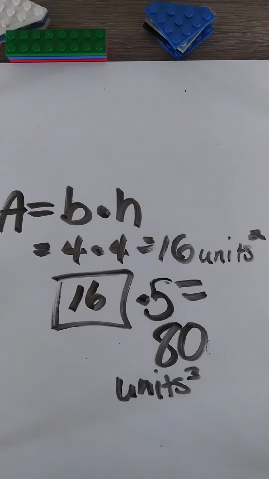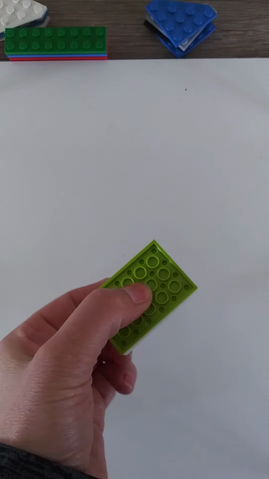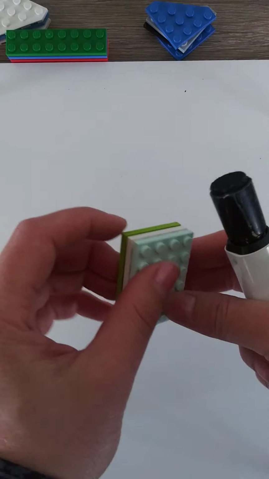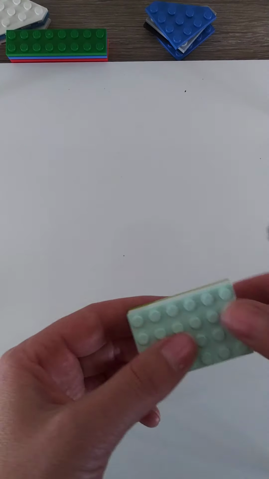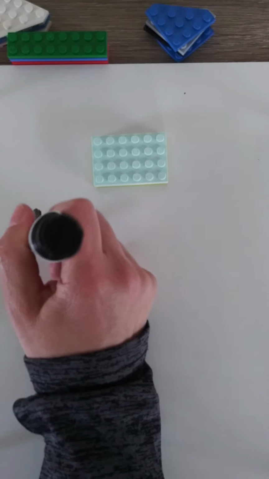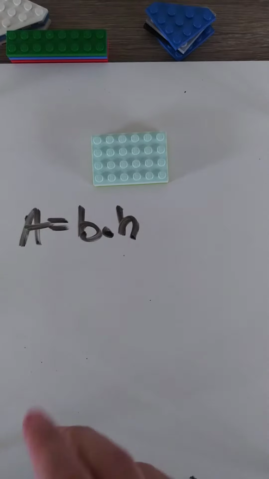Let's try another box, and then maybe we can come up with a very easy formula for this volume. So I've got a different box here. This box is not made up of squares. It's made up of rectangles. Still a parallelogram. So let's take my shape that makes my layers and write down the formula for the area. Parallelograms: base times height.